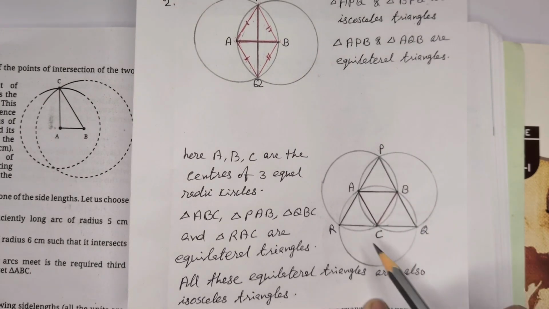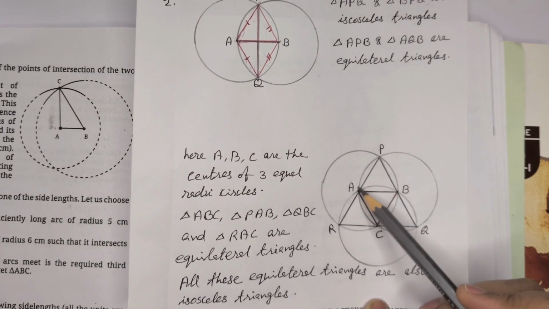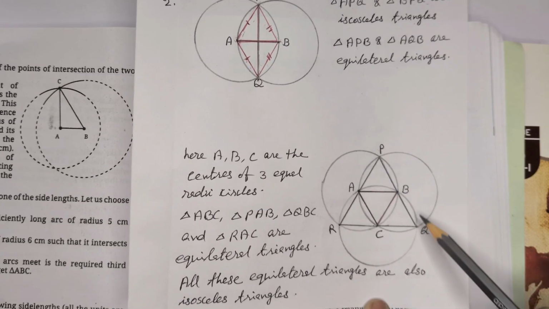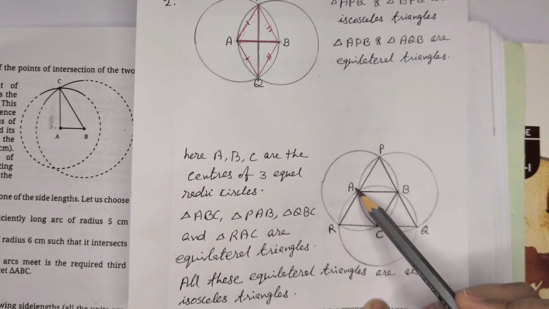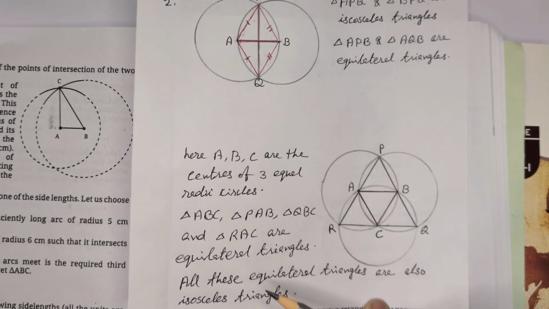The same thing in this figure: ABC, then APB, BQC, ARC are equilateral triangles. Also we can write that all these equilateral triangles are isosceles.